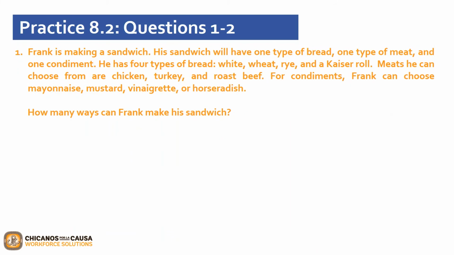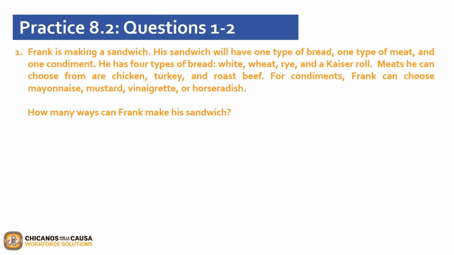Frank is making a sandwich. His sandwich will have 1 type of bread, 1 type of meat, and 1 condiment. He has 4 types of bread: white, wheat, rye, and a queso roll. Meats he can choose from are chicken, turkey, and roast beef. For condiments, Frank can choose mayonnaise, mustard, vinaigrette, or horseradish. How many ways can Frank make his sandwich?